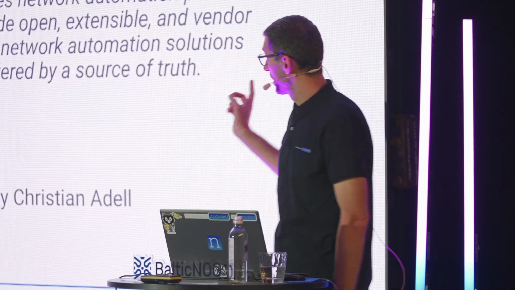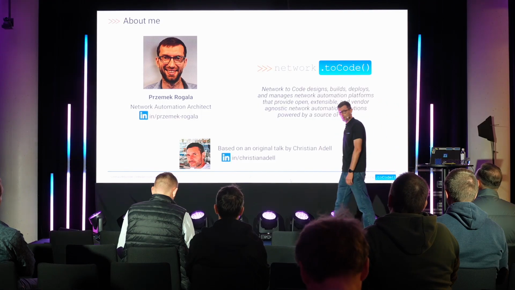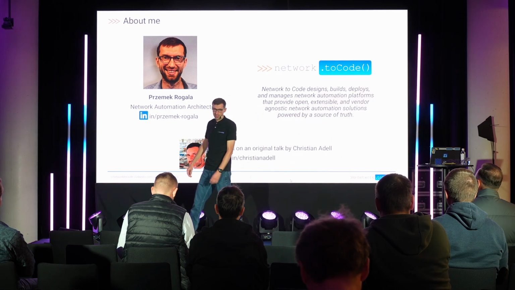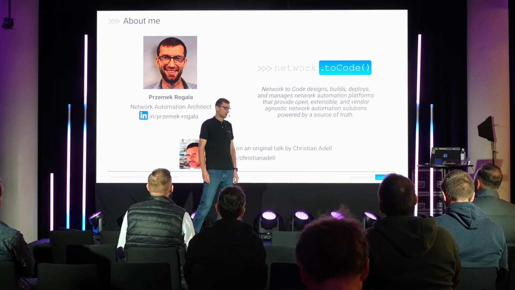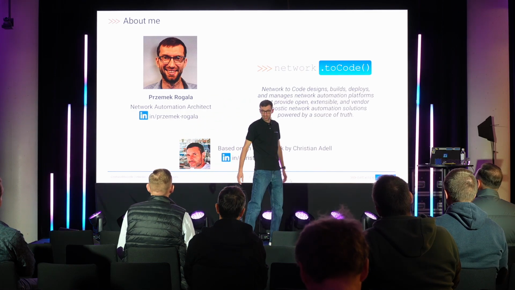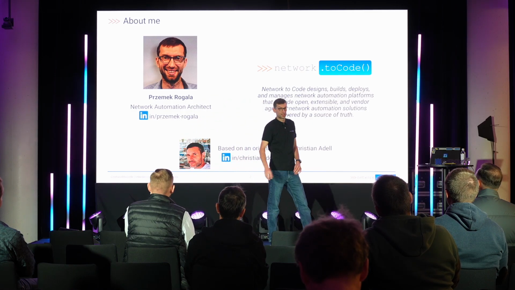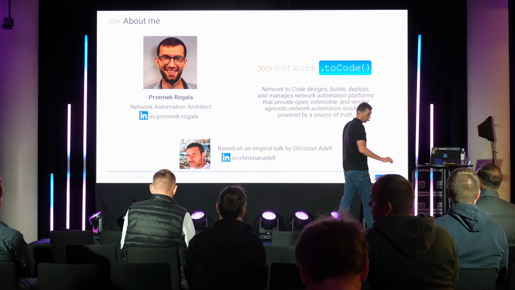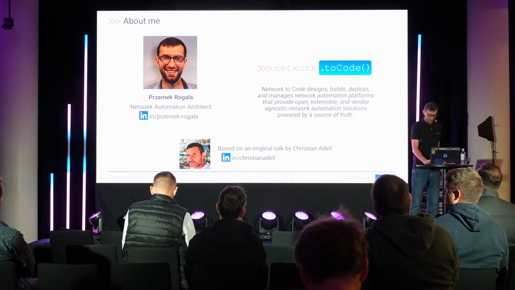A little bit about me. So my name is Przemek Rogala. I'm an automation architect at Network to Code. We design and provide network automation platforms, and we do network consultancy. And those talks today are based on solutions that we provide to a lot of our customers. So this is all based on real life problems and how we solve them.